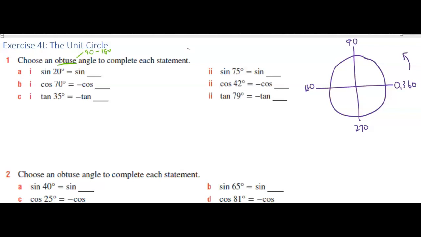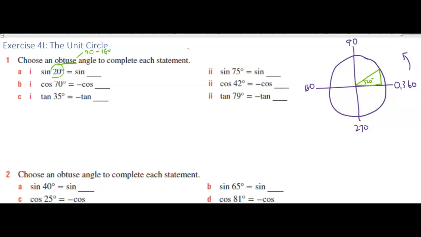Now remember I said before, your angle always goes from the horizontal. So here we have sine 20. So if I'm going to draw my triangle in there, this angle here is 20 degrees.